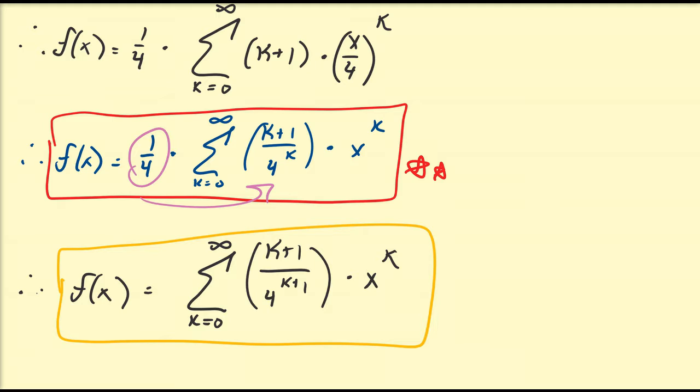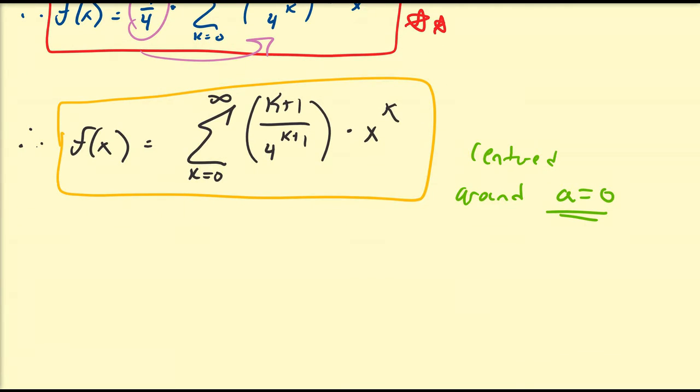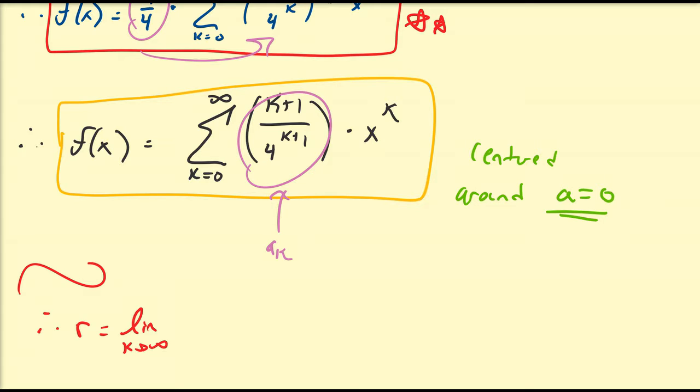So clearly this series is centered around a equals 0. So we need to find the radius of convergence from 0 to see what the interval may be. This is what I'm going to refer to as a_k. We know that the radius of convergence is equal to the limit as k goes to infinity of the absolute value of a_k divided by a_{k+1}.